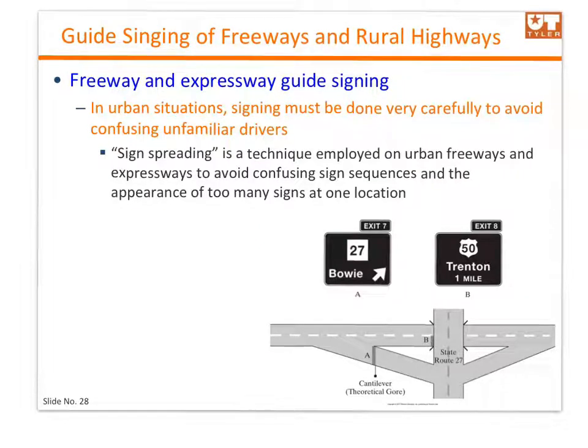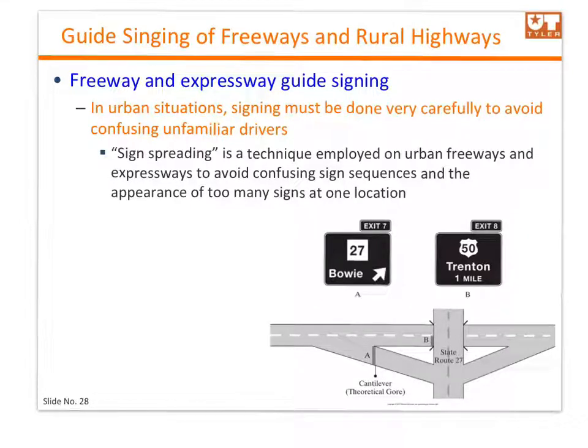When it comes now to urban situations, not like what we discussed in the previous slide, which is mostly rural highways, in urban situations, signing must be done very carefully, otherwise you will have a very confusing sign system. In order to avoid confusion for unfamiliar drivers, you've got to design them very well. For example, sign spreading is the technical term for where we put those signs. Sign spreading is a technique employed on urban freeways and expressways to avoid confusing sign sequences and the appearance of too many signs at one location.